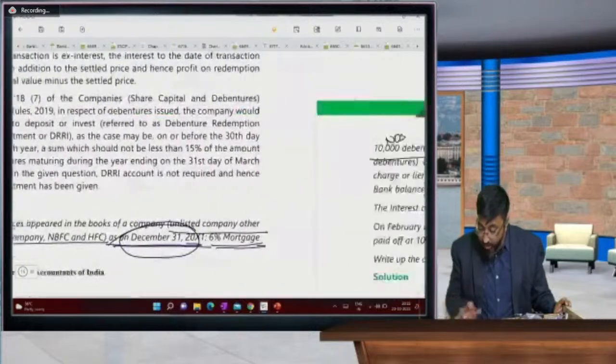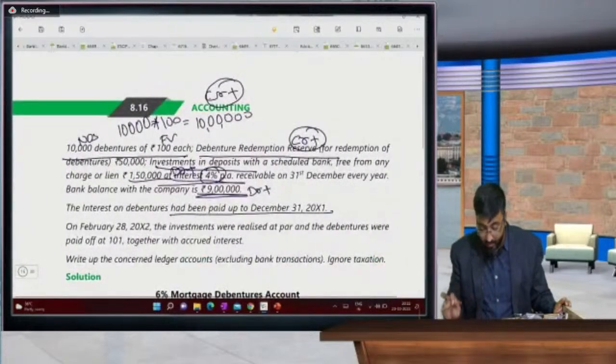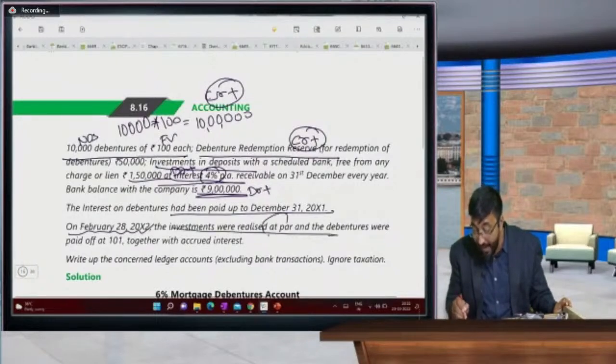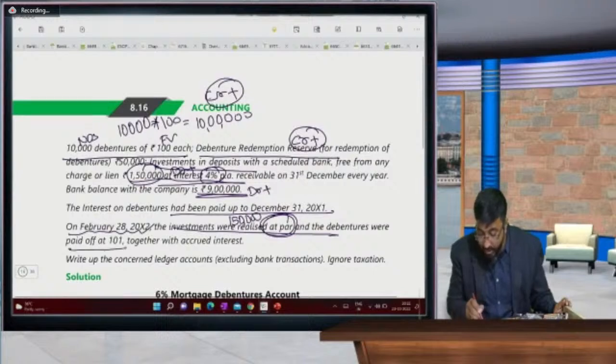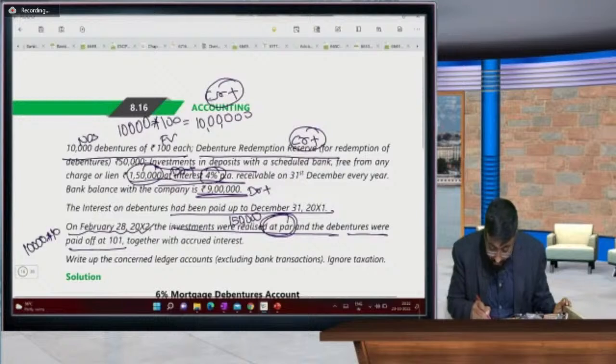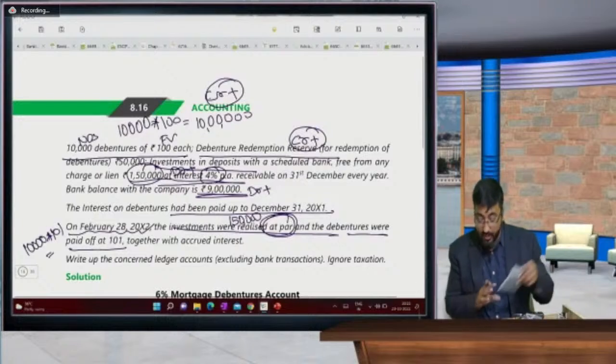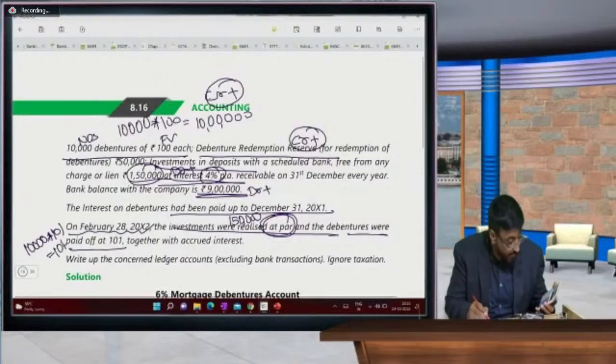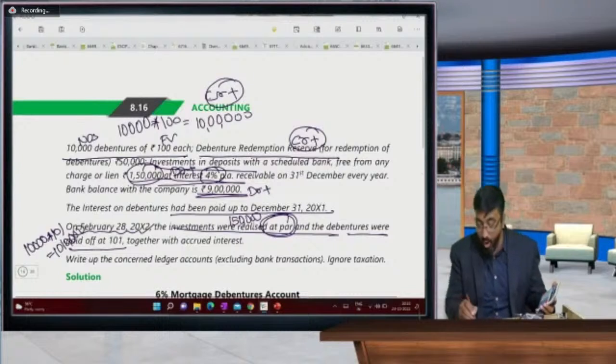Interest on debentures is already paid. On February 28, 2002, investments were realized at par. At par means 1,50,000 only. And debentures were paid off at 101, so 10,000 into 101. So you are paying 10,10,000 along with the interest amount.